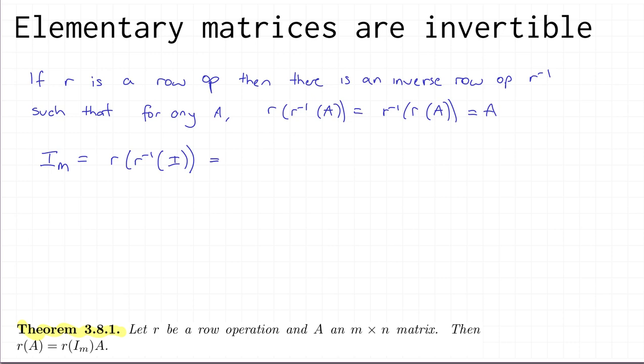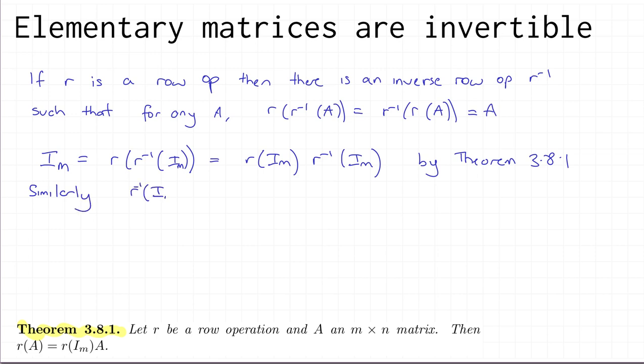Now, what does theorem 3.8.1 tell us about doing R to this matrix R to the minus 1 of I? It tells us that that's the same as left multiplying by R of the identity. So here, let's put the m in there. What we've got here is R of Im times R inverse of Im, by theorem 3.8.1, the one from the previous slide. And similarly, because doing R inverse gets you back to where you started, we would get that R inverse of the identity times R of the identity is the identity. Okay, so we've shown that the elementary matrix R of the identity is invertible and its inverse is R inverse of the identity.